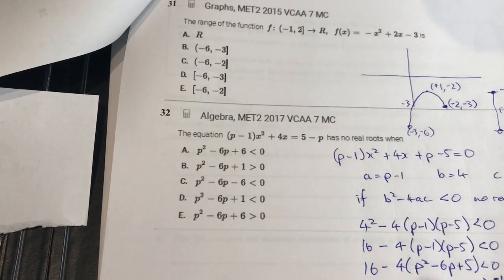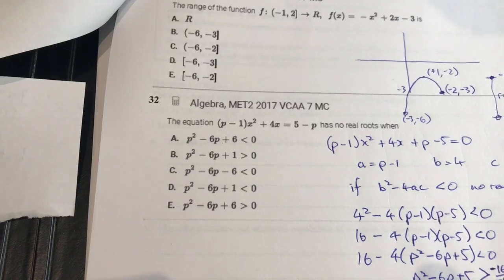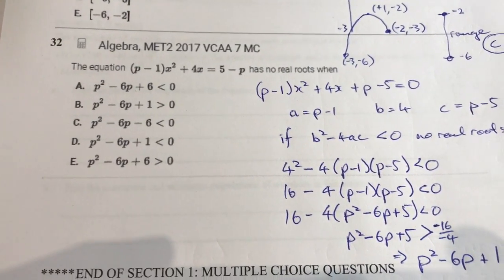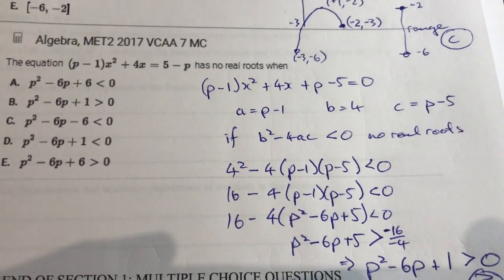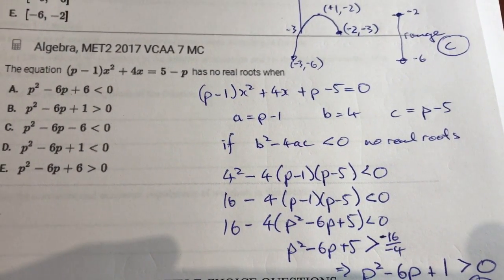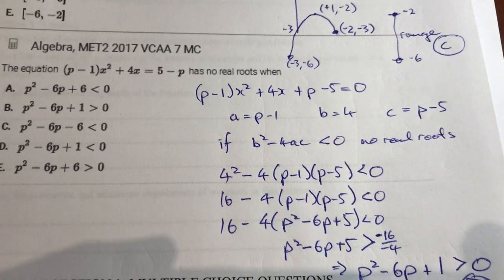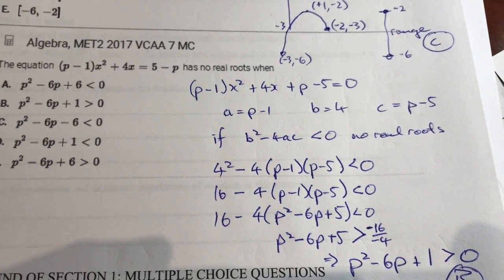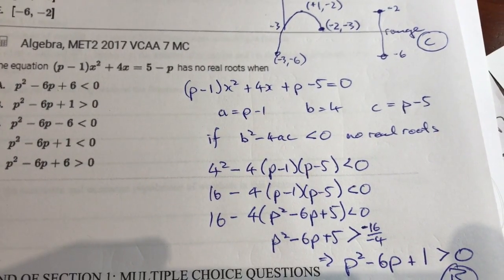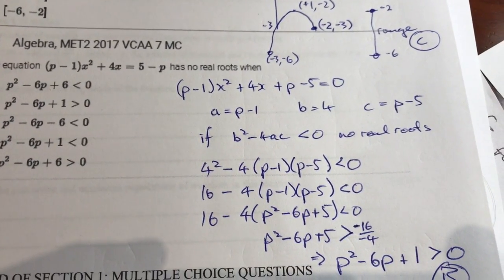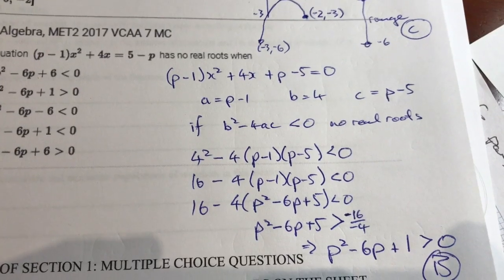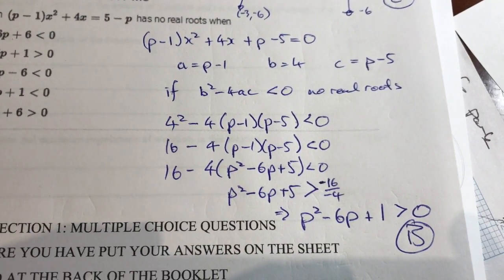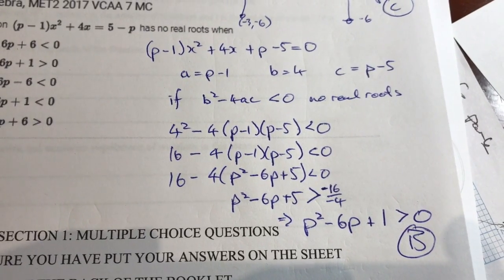And the last question, question 32. No real roots. So again, we're looking at b squared minus 4ac. So it's a quadratic. The coefficient of x squared is p minus 1. Coefficient of x is 4. Coefficient, or the c value, is p minus 5. Plug that into the equation and then just solve on your CAS calculator. You get the correct answer of B.